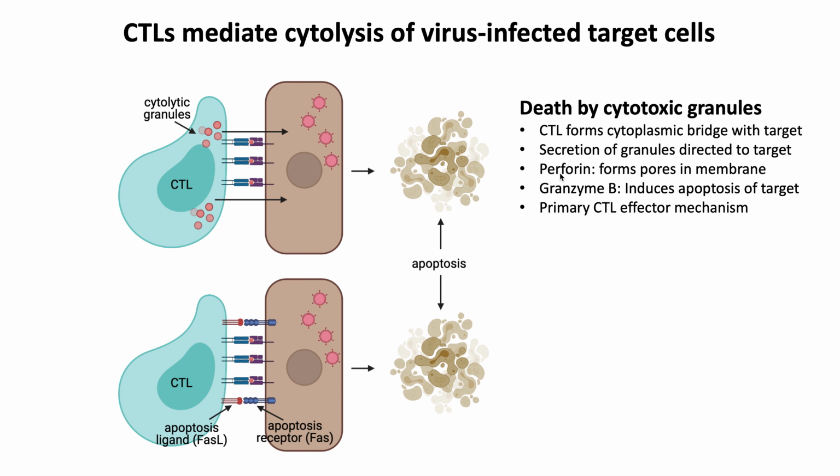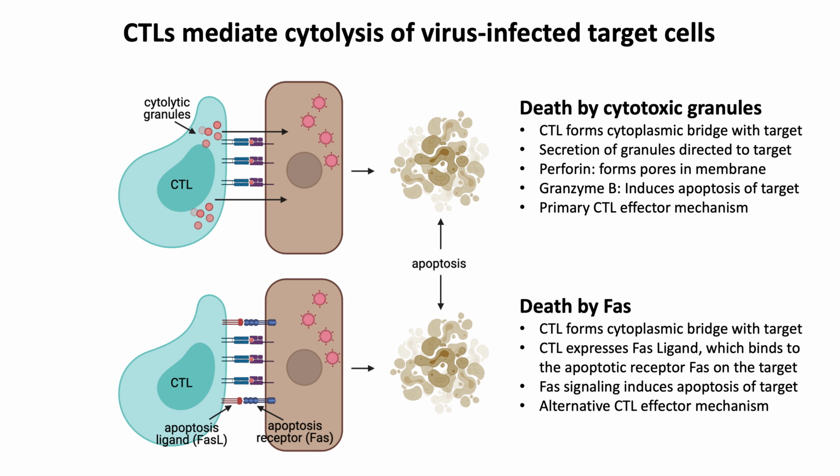These granules contain an enzyme called perforin that forms pores in the membrane of the target cell, and an enzyme called granzyme B, which once it enters into the cytoplasm through those pores induces apoptosis of the target cell. And this is the primary mechanism by which cytotoxic T lymphocytes kill their targets.